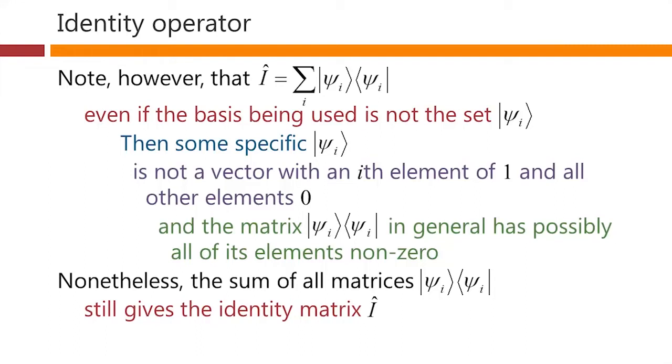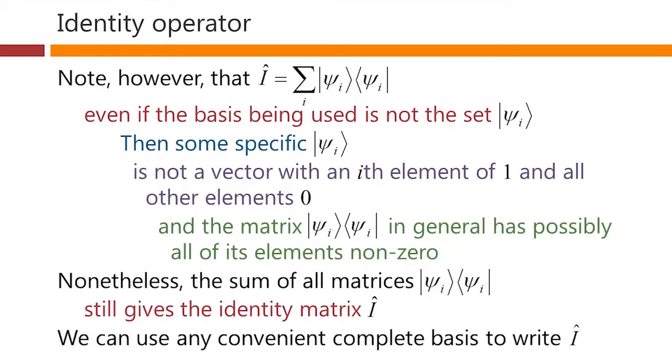So maybe these psi I are the energy eigenfunctions, but we're expressing all the vectors for the moment using a momentum basis, maybe a set of plane waves for some problem that doesn't have a uniform potential, so that the energy eigenfunctions and the momentum eigenfunctions are not the same. In this case, this matrix here would not be just a very simple matrix with a 1 in one diagonal element and zeros everywhere else. But still, the sum of all of these matrices would give us the identity matrix. So we can use any convenient complete basis to write the identity matrix.